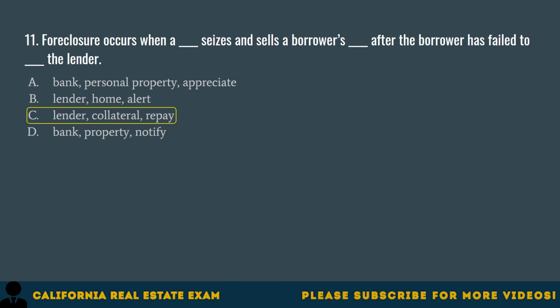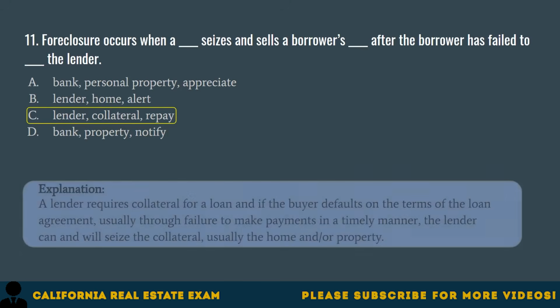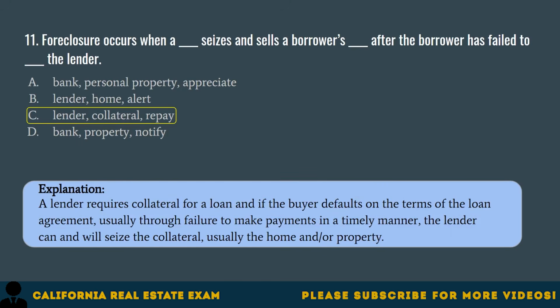Lender, collateral, repay. A lender requires collateral for a loan, and if the buyer defaults on the terms of the loan agreement, usually through failure to make payments in a timely manner, the lender can and will seize the collateral, usually the home and/or property.